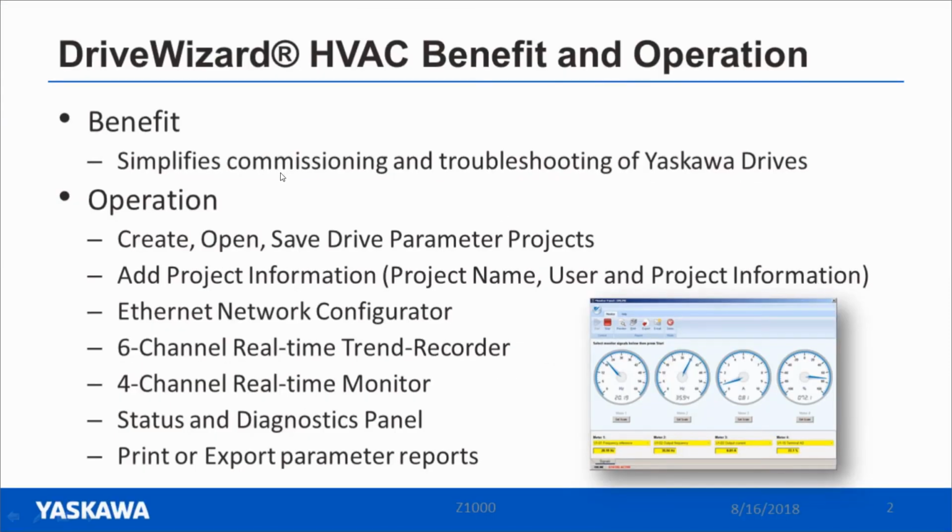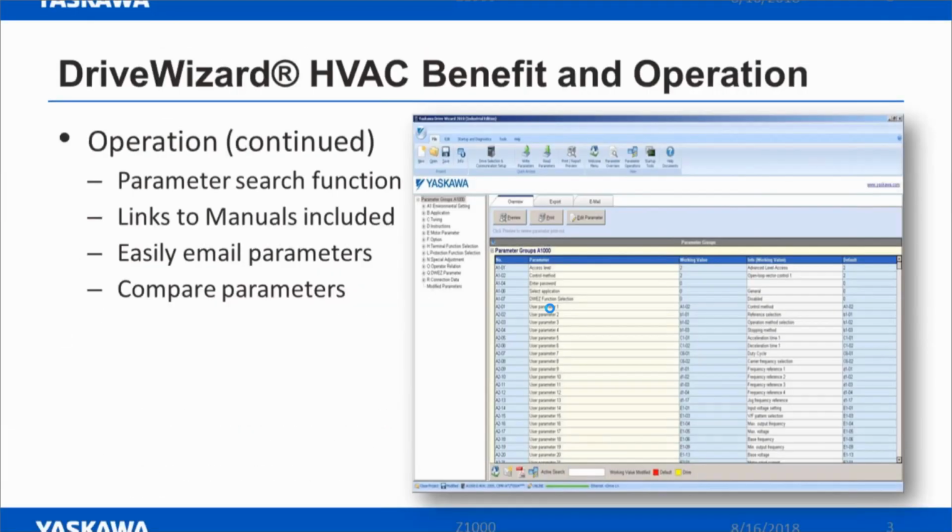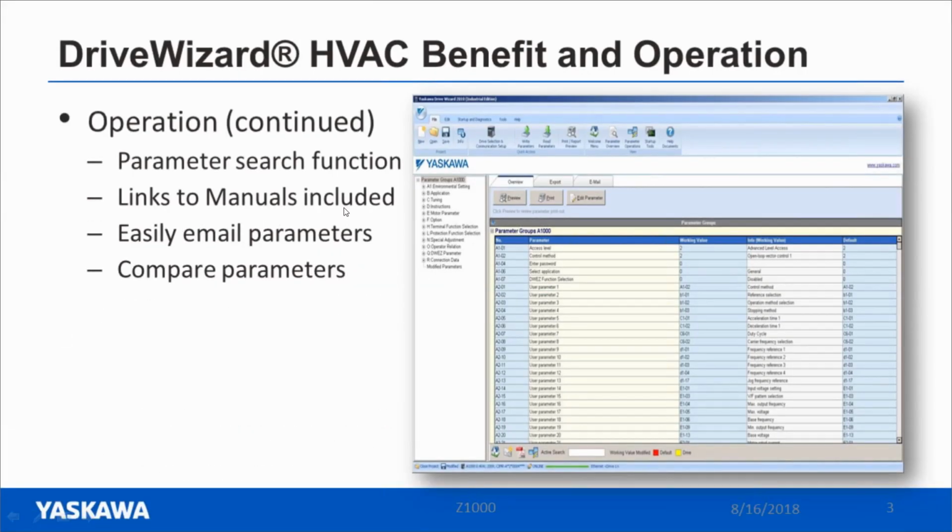Benefits in operation. Again, it simplifies commissioning and troubleshooting Yaskawa drives. You'll be able to create, open, and save drive parameter projects, and then add project name, user info, and project information. There's an Ethernet network configurator, 6-channel real-time trend recorder, 4-channel real-time monitor, status and diagnostics panel. You're going to be able to print or export these parameter reports. There's a parameter search function, links to the manuals, provided you have an internet connection, and then you can easily email the parameters and then compare parameters. We're going to go over most of these features today.